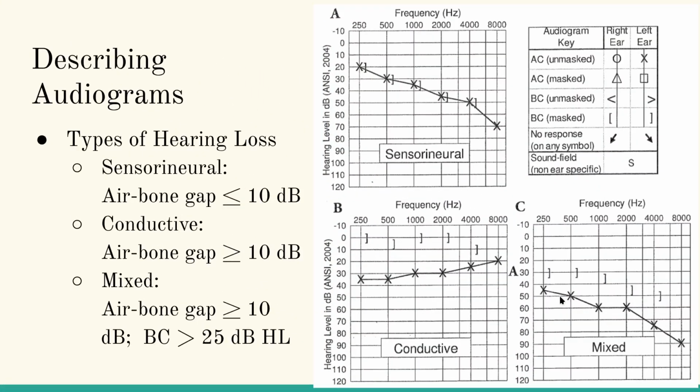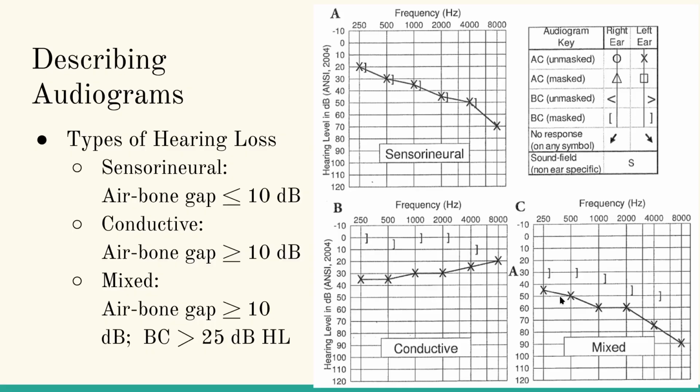Here are types of losses here. Again, air-bone gap. For sensorineural, air-bone gaps are less than or equal to 10 dB. For conductive losses, air-bone gaps are greater than or equal to 10 dB. For mixed losses, air-bone gaps are greater than or equal to 10 dB, and bone conduction is worse than 25 dB HL. So that's one way you can think about it.